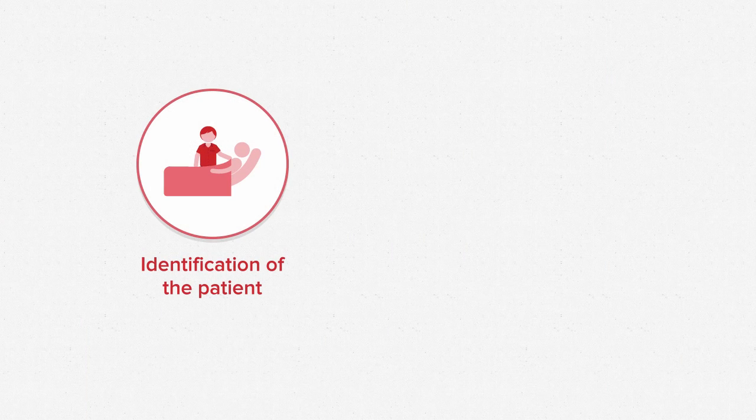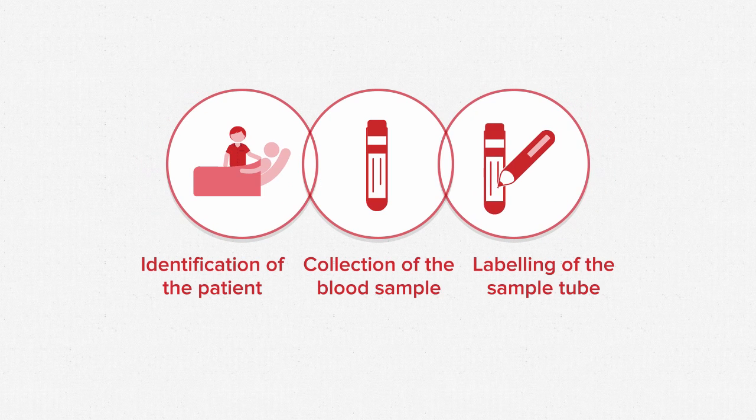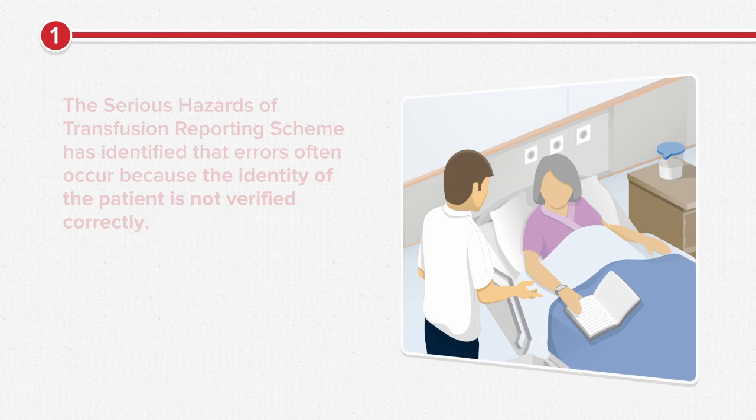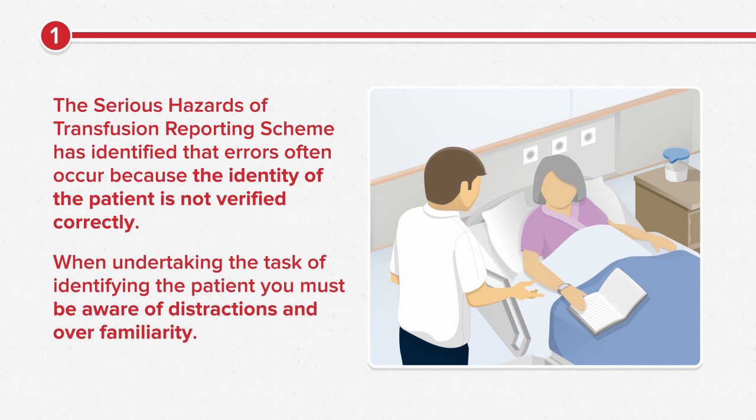Identification of the patient, collection of the blood sample, and the subsequent labelling of the sample tube should be performed as one continuous, uninterrupted event at the patient's bedside. The Serious Hazards of Transfusion Reporting Scheme has identified that errors often occur because the identity of the patient is not verified correctly. When undertaking the task of identifying the patient, you must be aware of distractions and over-familiarity.